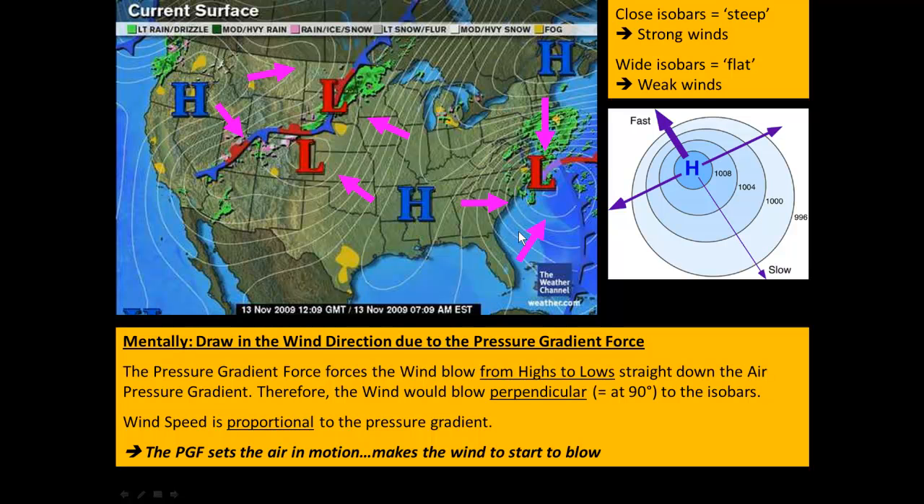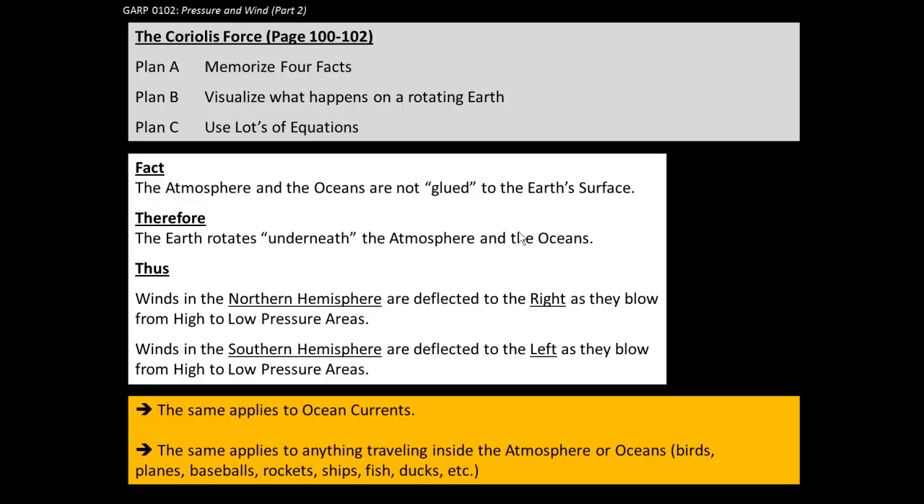That's the theory if the Earth were not rotating. However, the Earth is rotating, and that gives us the so-called Coriolis force. And here we just have to memorize a few things. The Earth and the atmosphere are not glued to the Earth's surface. Therefore, if you will, the Earth can rotate underneath something that's flying in the atmosphere or something that's swimming in the ocean. And because of that, winds and airplanes and baseballs and whatever else floats around in the air are deflected to the right in the northern hemisphere. In the southern hemisphere, it's the other way.